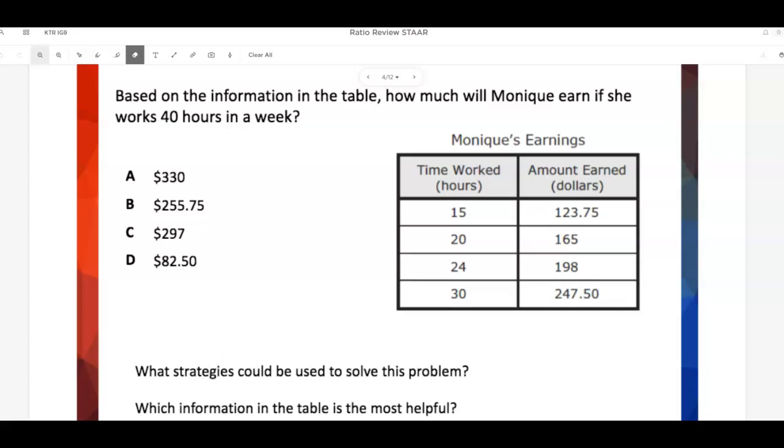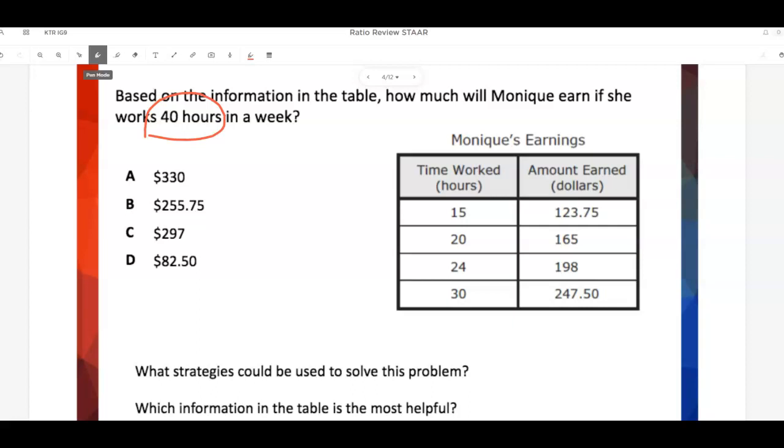So we're looking to find out how much money she'll make if she works 40 hours. On this table, it has how many hours she works and how much she gets paid. I don't want any hints right now, because you might have already seen the shortcut. We don't know how much she makes per hour, but that's something you could find to get to 40. However, one of my questions down here is, what information in the table is the most helpful? In other words, there's a shortcut in the table.